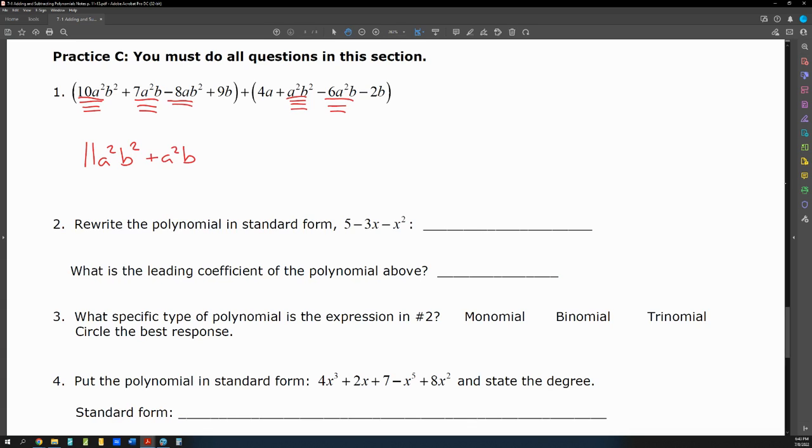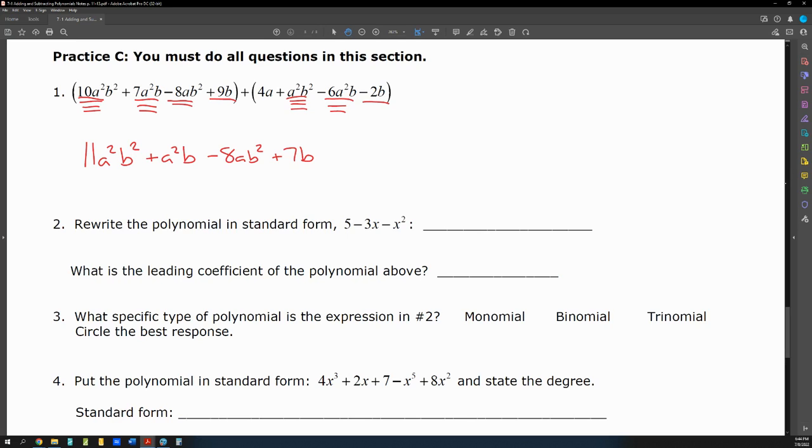Next, we have a negative 8ab squared. Do we have any other ab squareds? No, we do not. So that just gets brought down, 8ab squared. Next, we have 9b, and I see another b term over here. So 9 and negative 2 gives us positive 7b.